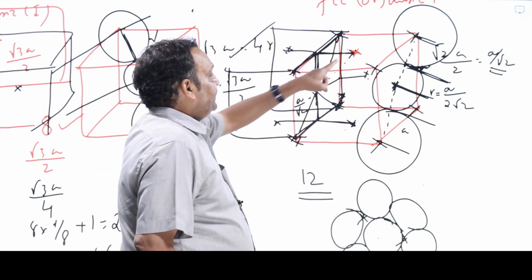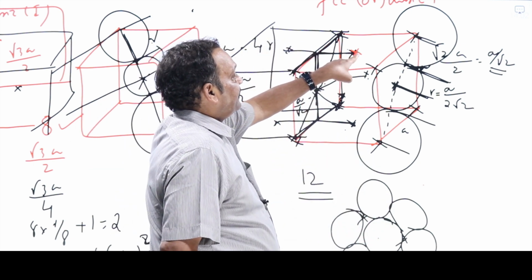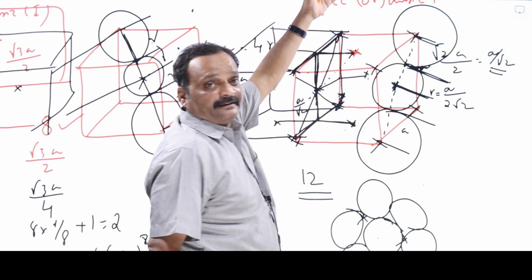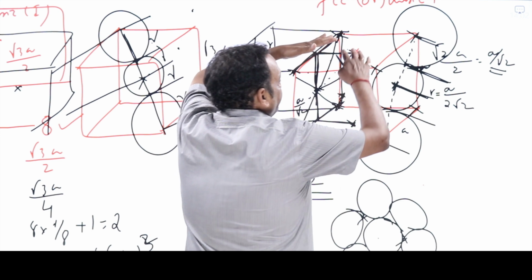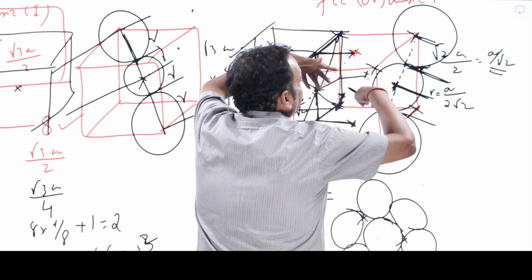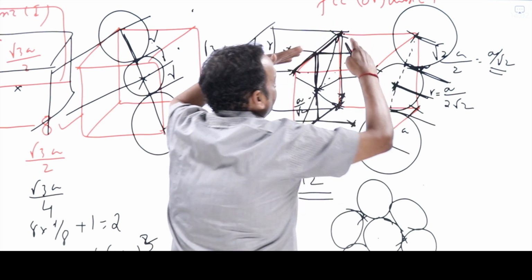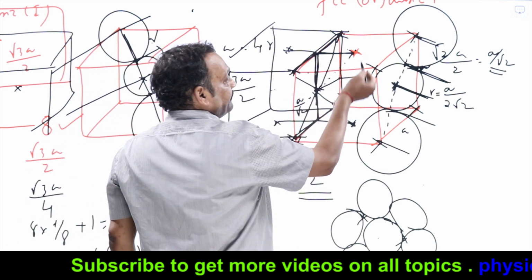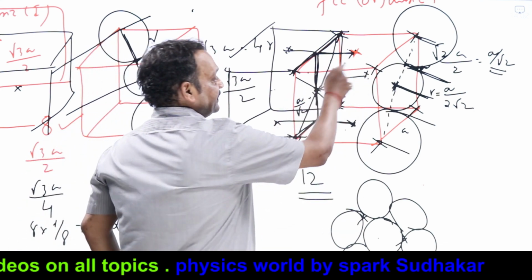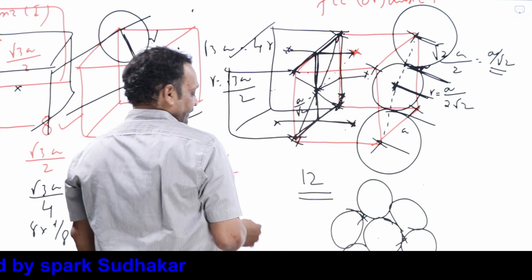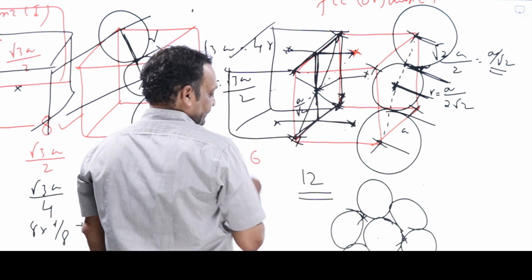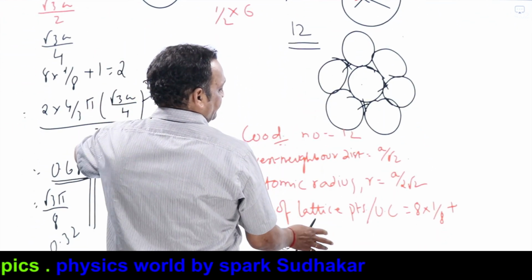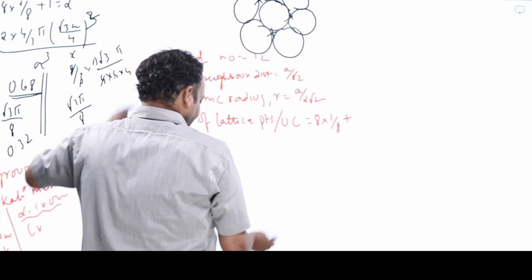So this face-centric lattice point is shared by our unit cell and the unit cell on the top of this. So what is the fraction that is actually coming into my unit cell? What is my share in this atom? Only half. Effectively only half atom is coming into my unit cell. Like that, 6 face-centric lattice points are there. So effectively, half into 6. So totally, what is the number of lattice points per unit cell in FCC?